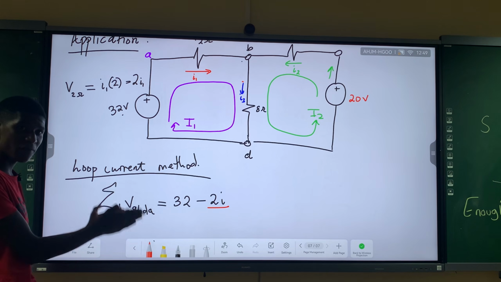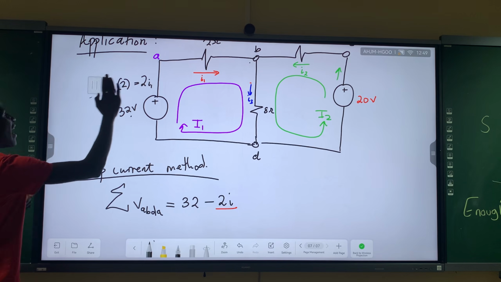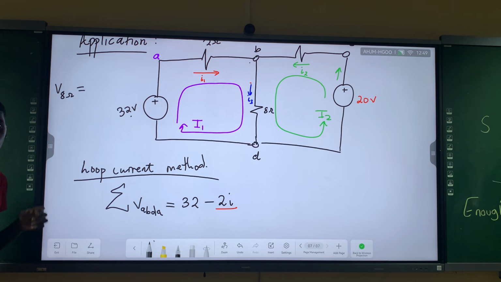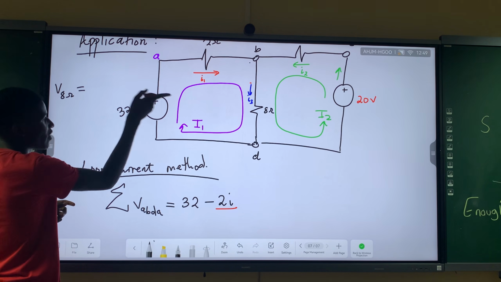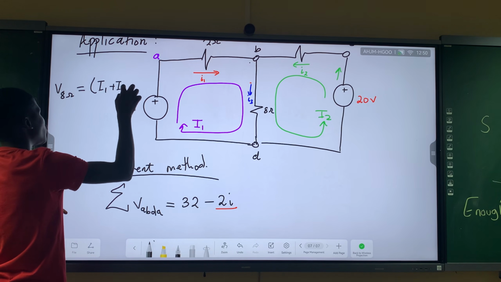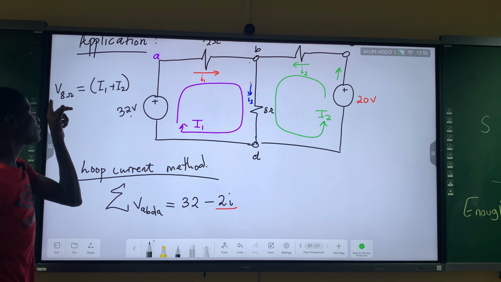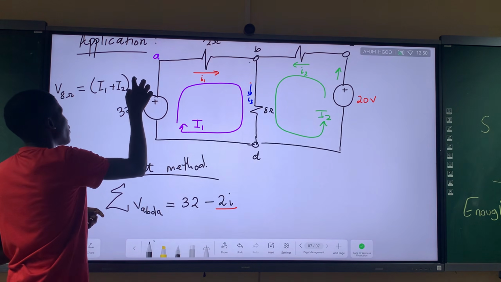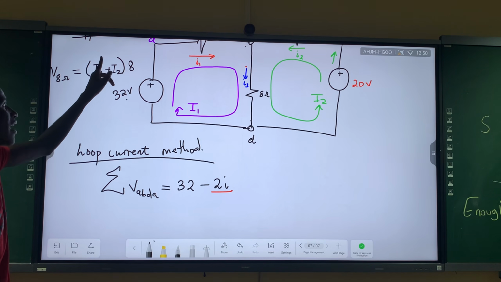So since I have resistance, I need to put voltage here because I'm adding up the voltages. Since I don't have the voltage, I can use Ohm's law. The voltage across this 8 ohms resistor will be the current through it, which is I1 and I2 in total. So it's I1 plus I2. But Ohm's law says current times resistance. So the expression for voltage here will be 8 times I1 plus I2.